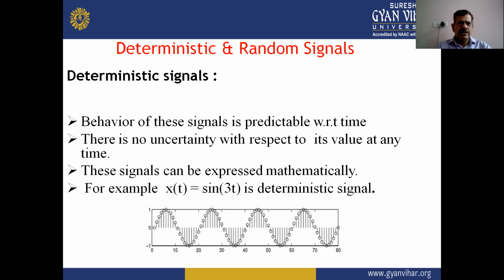Next is deterministic and random signals. The behavior of these signals is predictable with respect to time. There is no uncertainty with respect to its value at any time. So these signals can be expressed mathematically. For example, x(t) equal to sin(3t) is a random or deterministic signal?